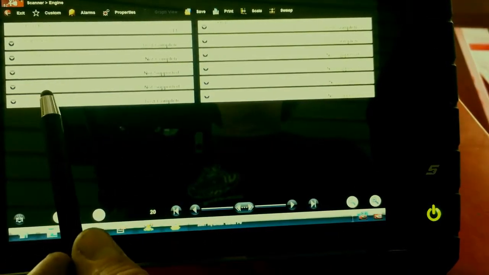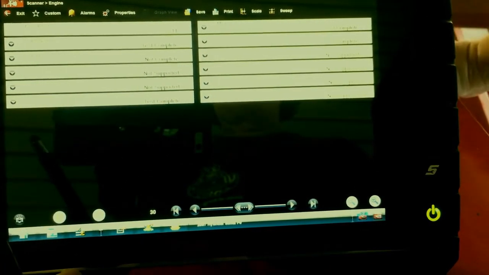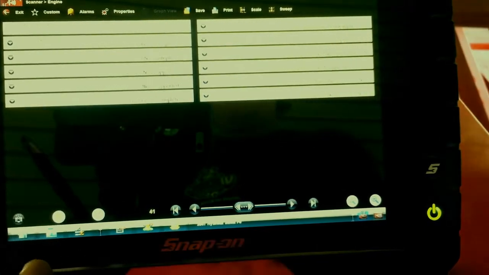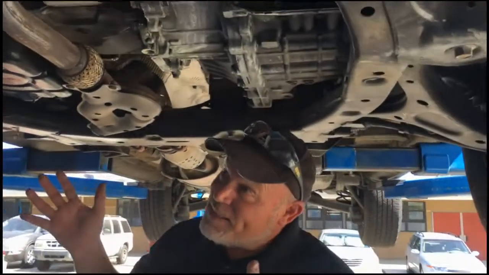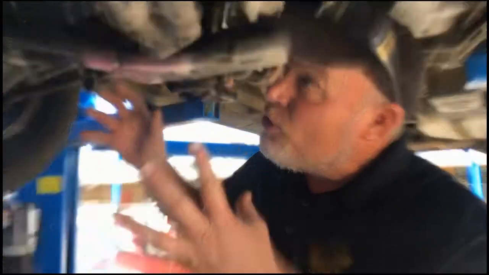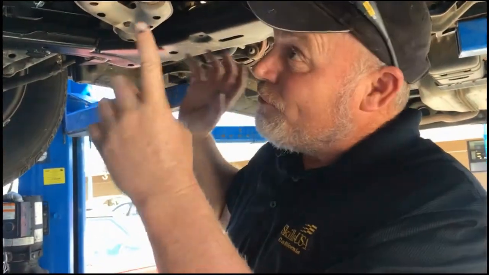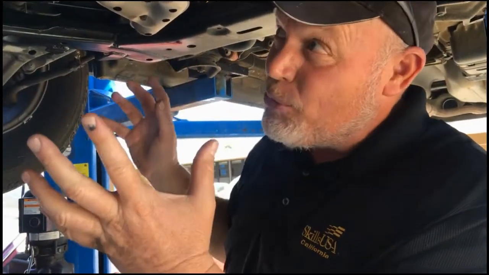We're gonna go check our catalytic converter now and verify it hasn't been hit by something. All right, so we're underneath the car right now. The car is still running. We're preconditioning the catalytic converters because we want them to get to operating temperature.